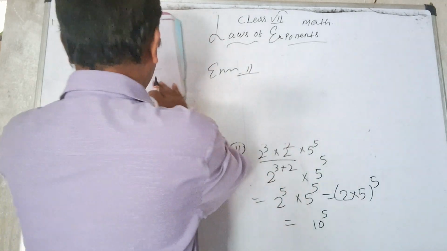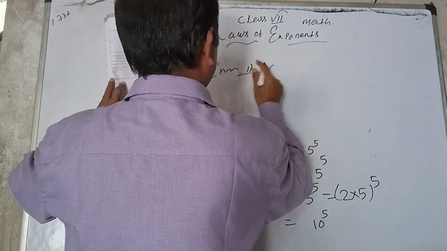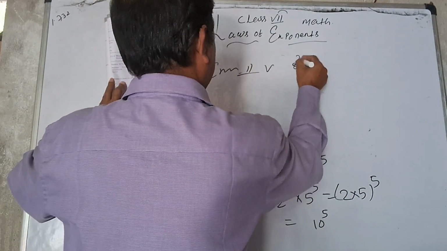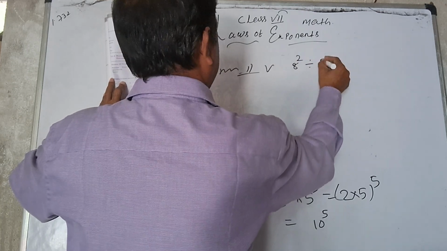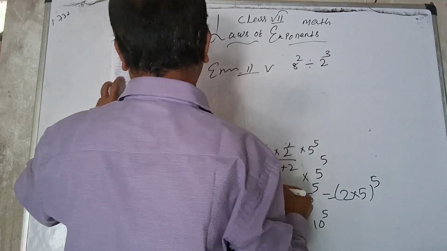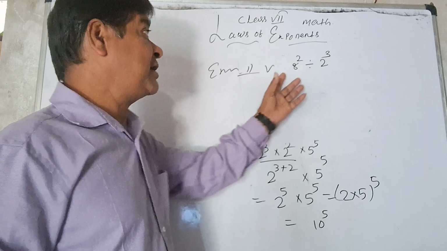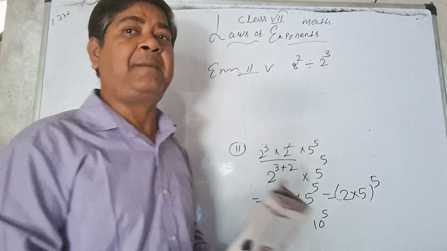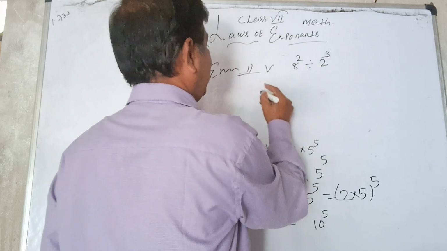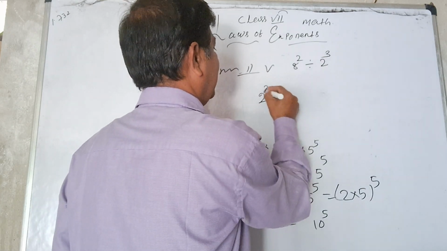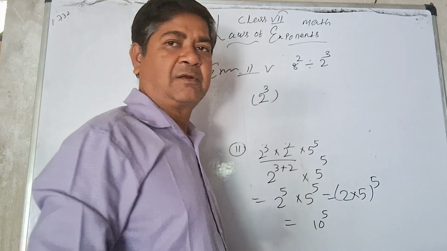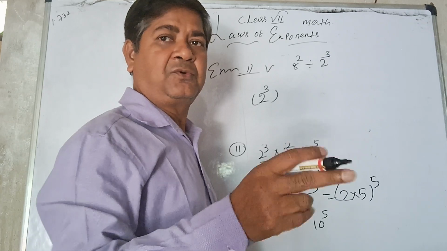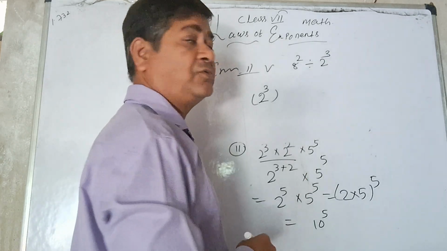Example 11. 8 square divided by 2 to the power 3. What is your answer? Look here. Here the base is 8, the other base is 2. We need the same base, so write 8 as 2 to the power 3. 2 into 2 into 2, 3 times 2. 2 into 2 into 2 is your 8.